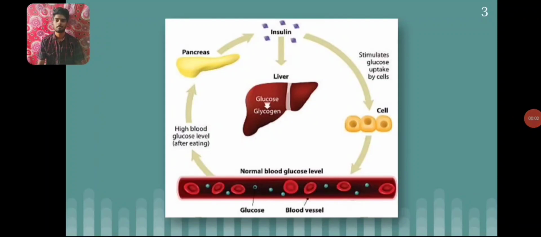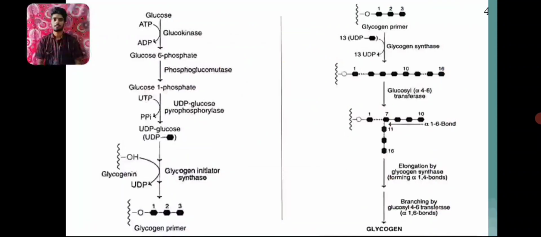Here is the metabolism of glycogen. During high blood glucose levels, the pancreas secretes insulin, which acts on both liver and adipose tissues. The action on the liver leads to the formation of glycogen from glucose. The action on adipose tissues leads to the storage of glucose by the uptake of the cells.